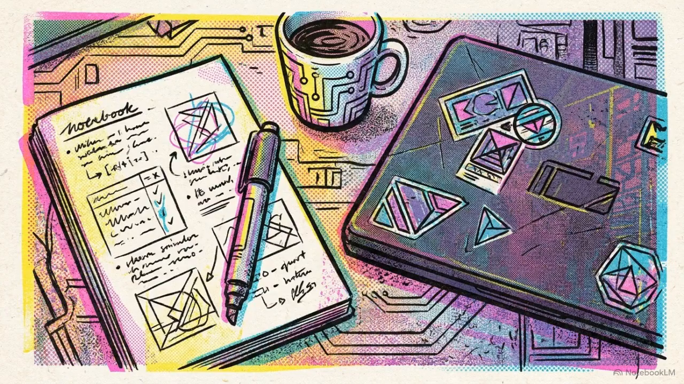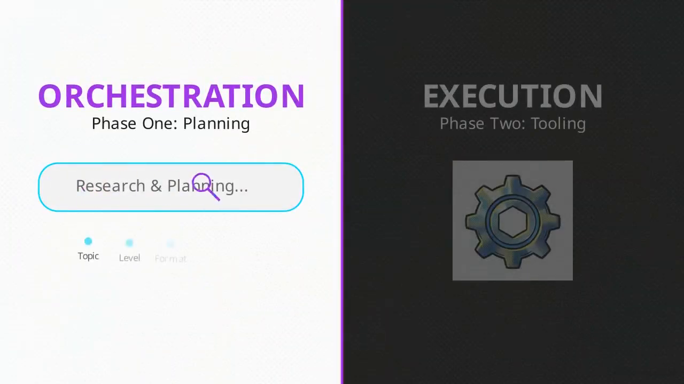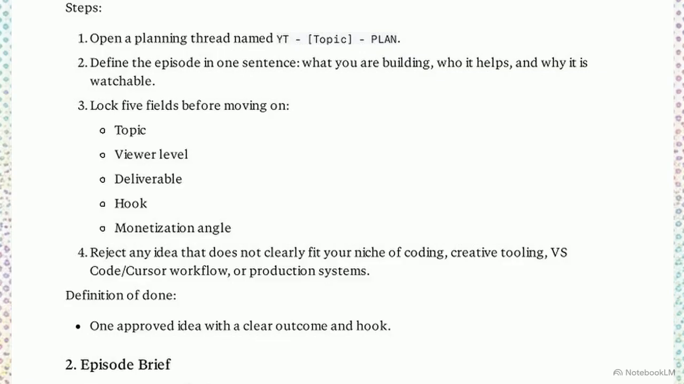Phase 1 happens completely outside the code editor. We call this the orchestration layer, using a tool like Perplexity to deliberately separate research and planning from execution. Before moving forward, lock in these 5 specific fields: your exact topic, viewer skill level, final deliverable, hook, and monetization angle. If your idea doesn't fit a tight niche of coding, workflow, or creative tooling, reject it immediately.